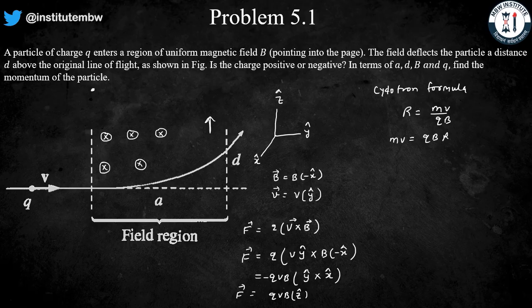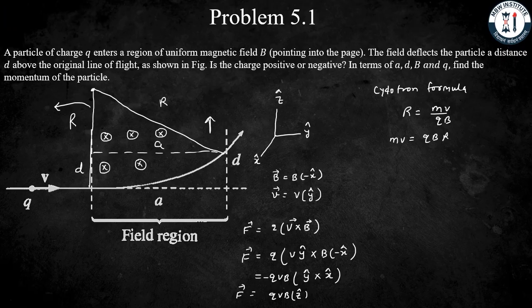Let's say this is the center of that arc. So this will be R, and from this to this will also be R. But we are given that this distance is a and this is d. So this distance will be R minus d, and this will be R. So let's say this is O, this is A and this is B. So in triangle OAB, we will apply the Pythagoras theorem.